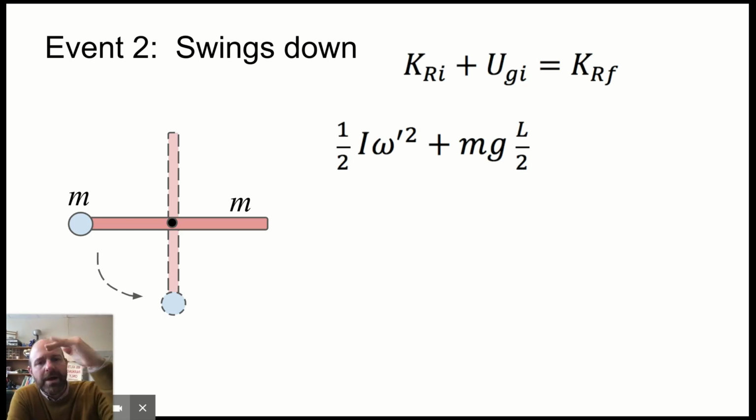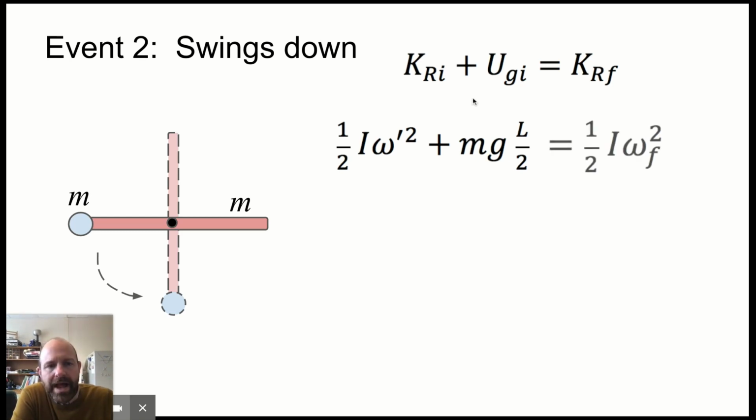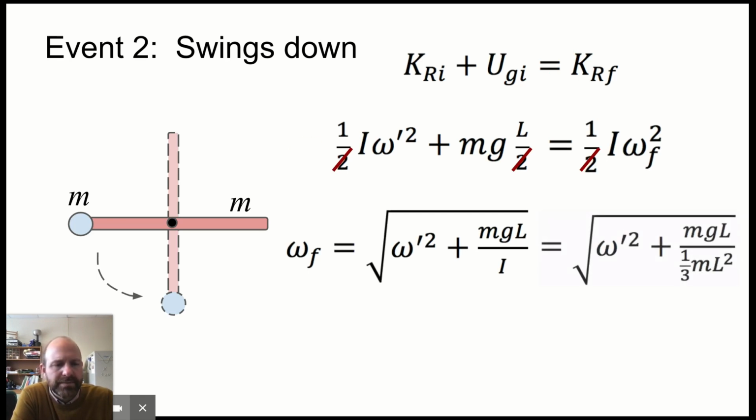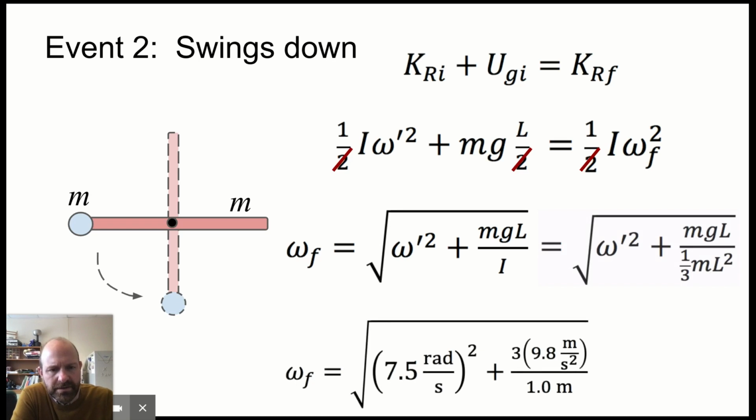The ball will swing from a height of L over 2 to 0, or a height of where it started to L over 2 below. And then at the end, we have 1/2 I omega final squared. We can cancel out these factors of 1/2, and we can solve for omega final. We need to plug in various values here, and we end up with 9.25 radians per second, which is faster than it was going after the collision, because the gravitational potential energy gets converted to kinetic.